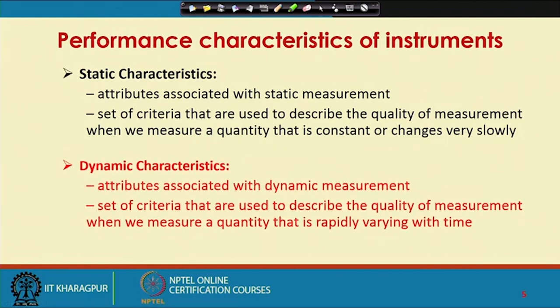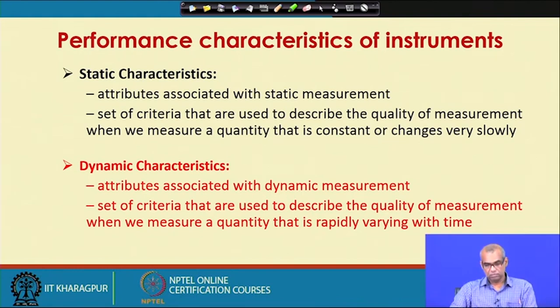Similarly, dynamic characteristics are attributes associated with dynamic measurement. So, the formal definition will be the set of criteria that are used to describe the quality of measurement when you measure a quantity that is rapidly varying with time.